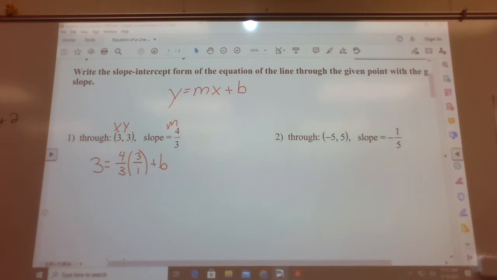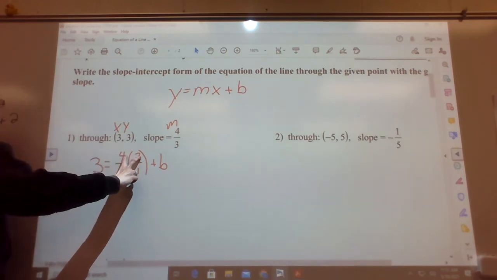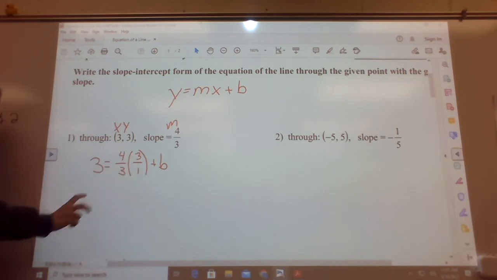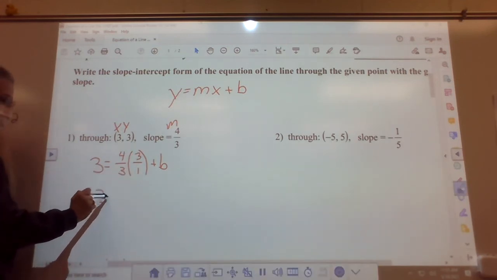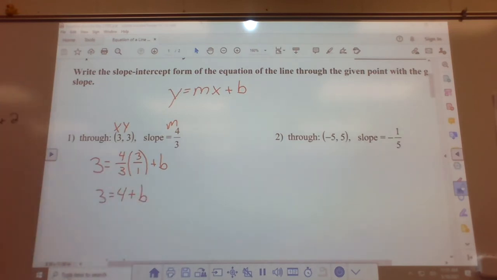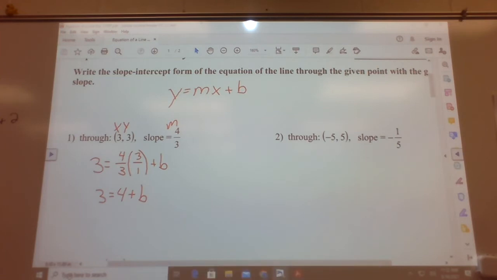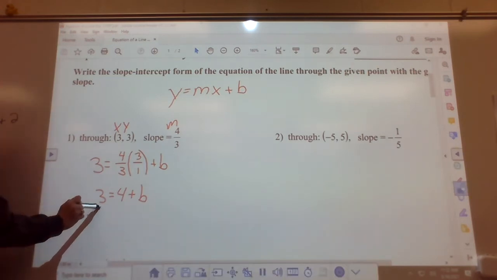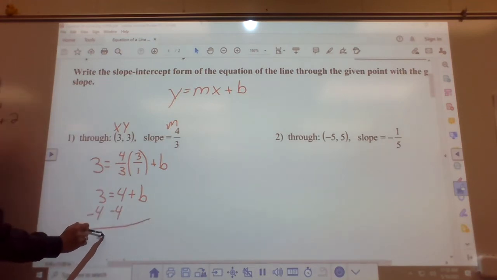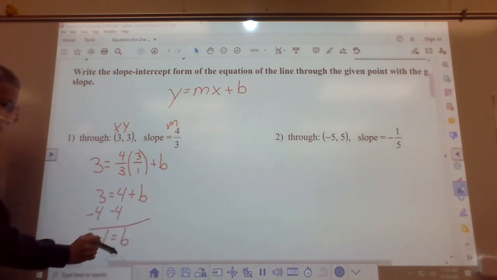So I go ahead and do this multiplication. 4 times 3 is 12. 3 times 1 is 3. So 12 divided by 3 is 4. So 3 equals 4 plus b. I still want to get the b by itself because that's what I don't know. So I'm going to subtract 4 from both sides. 3 take away 4 is -1 equals b.